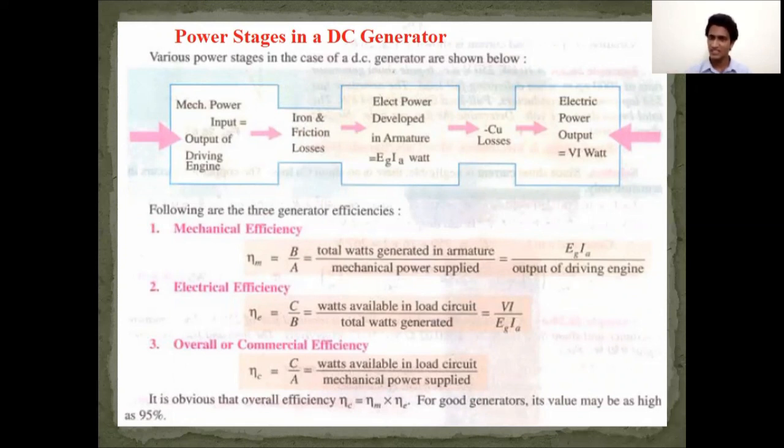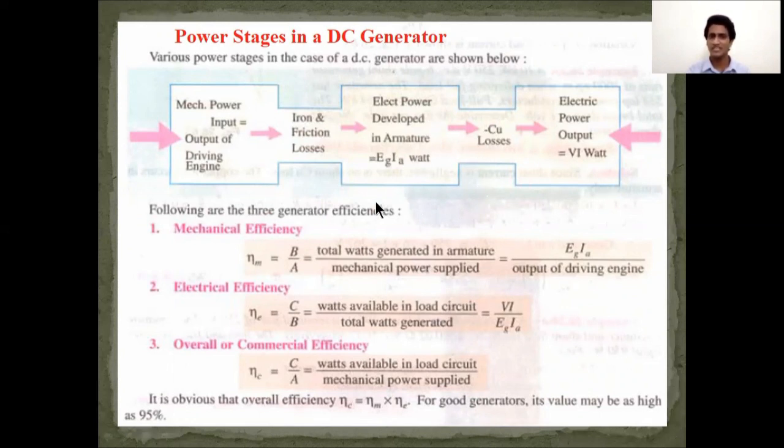EMF is induced in the armature, and when electrical load is connected to my armature, it draws current from the armature. So what is the power across my armature? That is generated EMF into armature current. Eg into Ia is the electrical power developed in the armature. When current is flowing through my armature winding, then what happens? Definitely Ia square Ra loss will be occurring both in field winding as well as in armature winding. That is the copper loss.